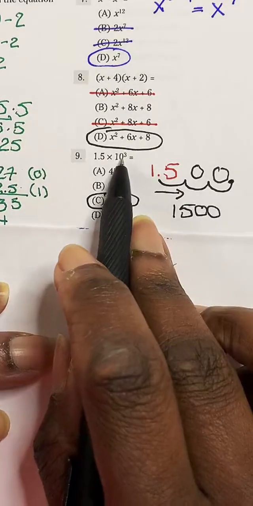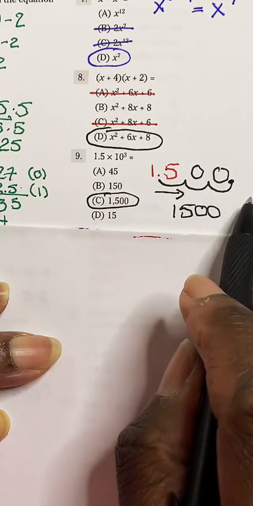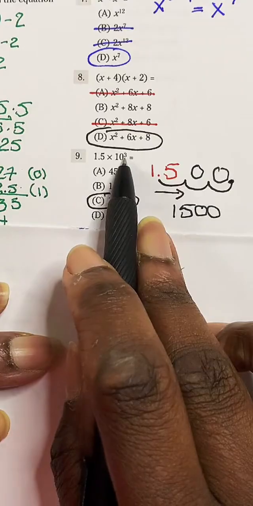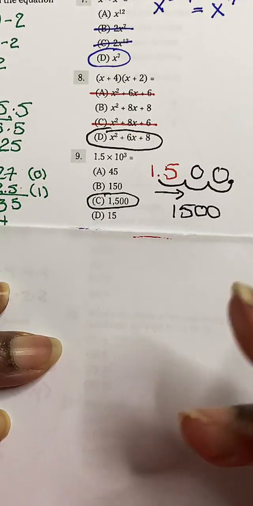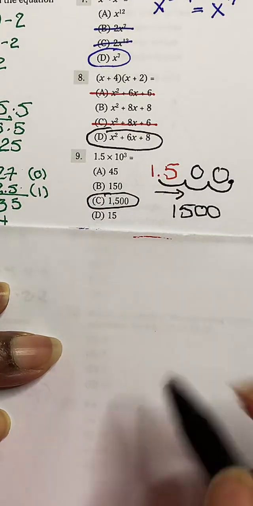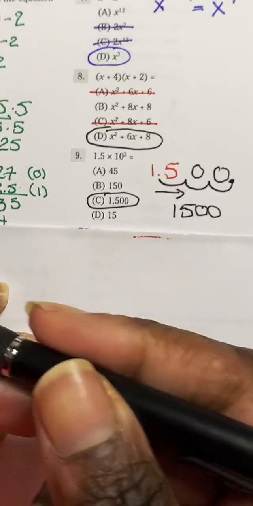Positive exponents mean you're moving the decimal to the right. Negative exponents mean you're dealing with really small numbers, and you're moving to the left.